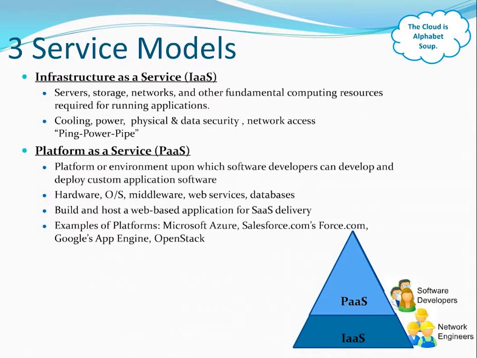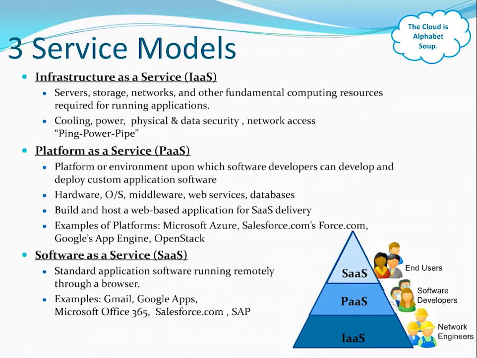Now, once the application's built, it's delivered as SaaS, or software as a service. And software as a service is just standard applications that are running remotely. You're probably accessing them through a browser, and it's common things like Gmail and Google Apps and Microsoft Office 365. There are a lot of different examples here of just software as a service. Salesforce.com's been around a dozen or more years, and so it's really not a brand new kind of thing. So those are the three service models for cloud services.